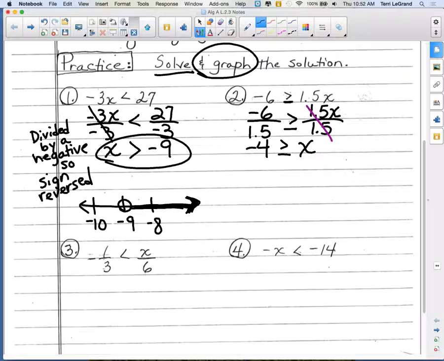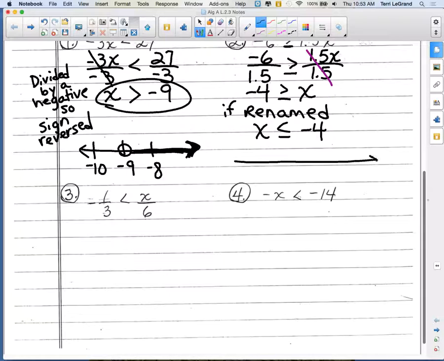But do you like it named this way? Some of you get by with leaving it named this way. Others of us need to rename it so the variable's on the left. So can we reverse it to rename it? Yeah. So if we want to rename it, then that symbol has to change, only because we're renaming it now. And now we can probably get a better graph that way, because some of us like to shade whatever way the arrow's pointing. But we can only do that when the variable's on the left.